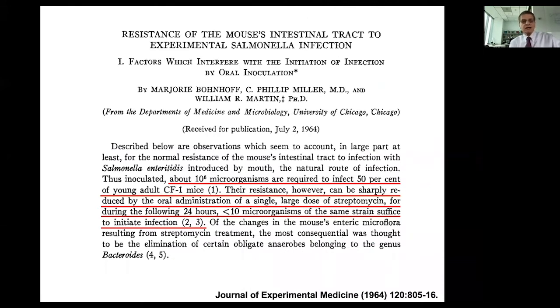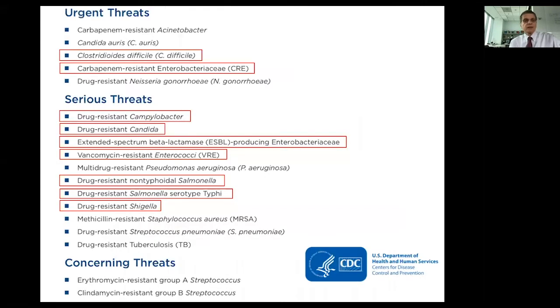So the role of antibiotics in predisposing to infection is, again, an old idea, and it was investigated incidentally at the University of Chicago back in the 1950s and 60s by Marjorie Bohnhoff, C. Philip Miller and Bill Martin. And what they demonstrated way back then was that if you gave a mouse a single dose of streptomycin, you could make it 1,000,000-fold more susceptible to Salmonella. And what I love is this one sentence here by Marjorie Bohnhoff, who recognized already back in 1964 that the most consequential impact of antibiotics is the elimination of certain obligate anaerobes. And that is something that the subsequent decades have demonstrated over and over and over again to be the case, that these obligate anaerobes that are residing in our lower intestinal tract are really doing an amazing job at keeping us resistant to infections.